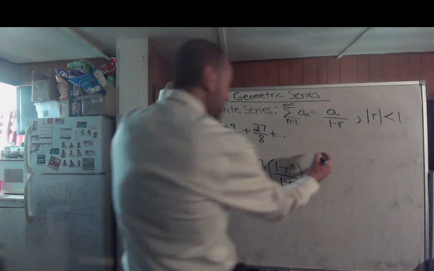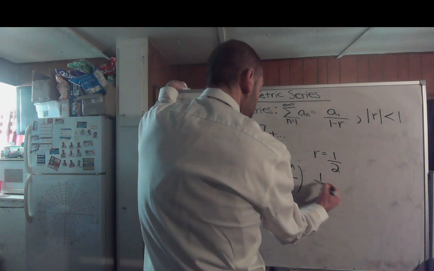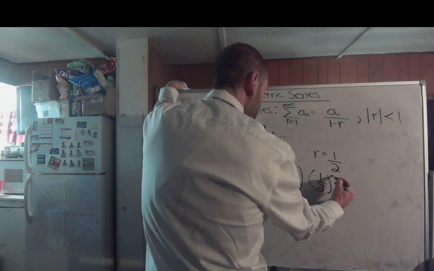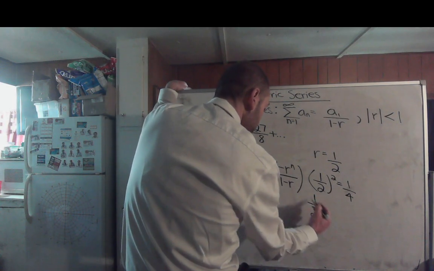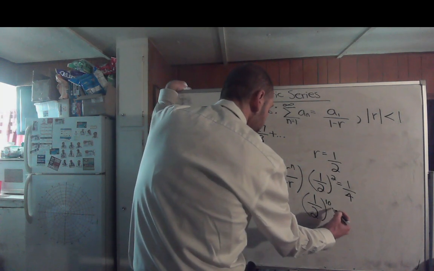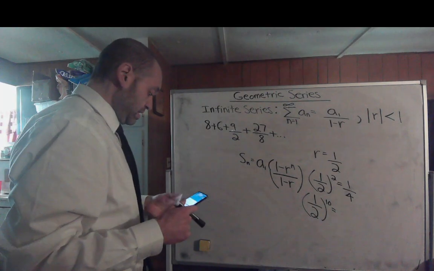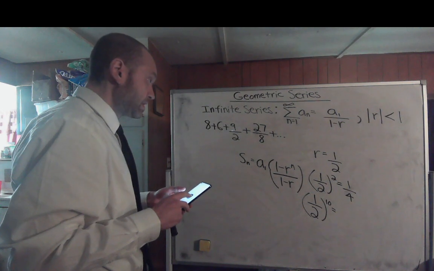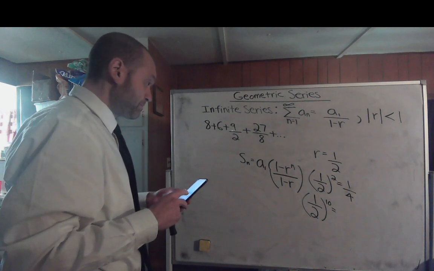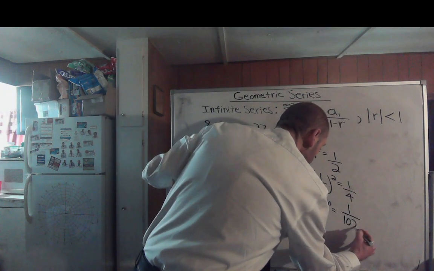Well, let's say our common ratio is 1/2. If I take 1/2 to the second power, I get 1/4. Let's say I take 1/2 to the 10th power. Let me see what 2 to the 10th is. Two to the 10th is 1024, so I'll end up getting 1 over 1024.